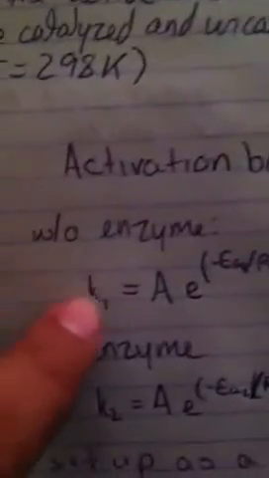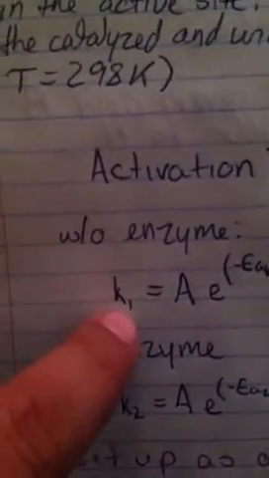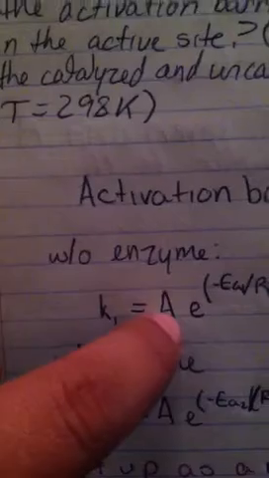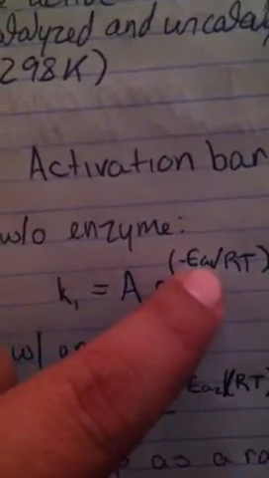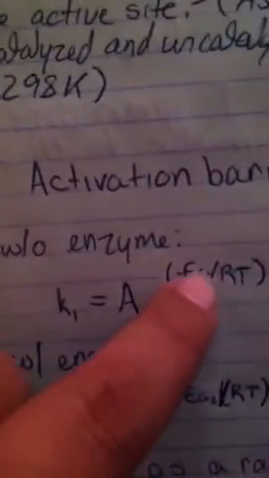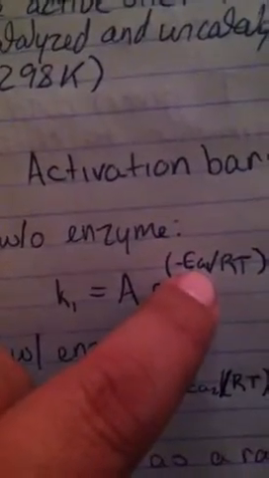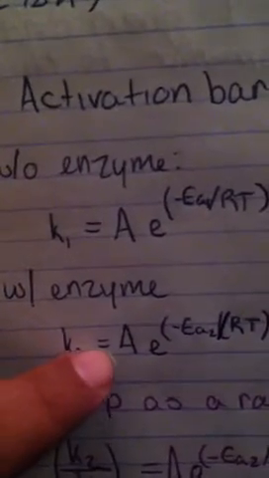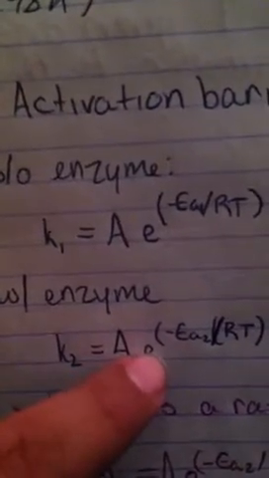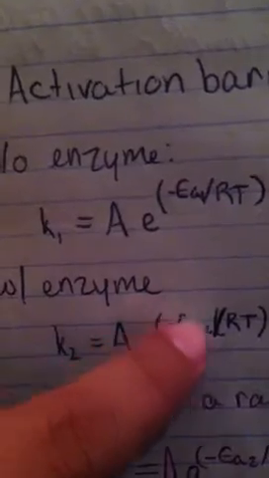So, without the enzyme, K1, which is what we're calling rate 1, is equal to A times e to the negative EA1 over RT. And it's very important that you guys label these in order to differentiate them. And then with the enzyme, K2 equals A times e to the negative EA2 over RT. Okay, and that's a division sign. I kind of messed up earlier.